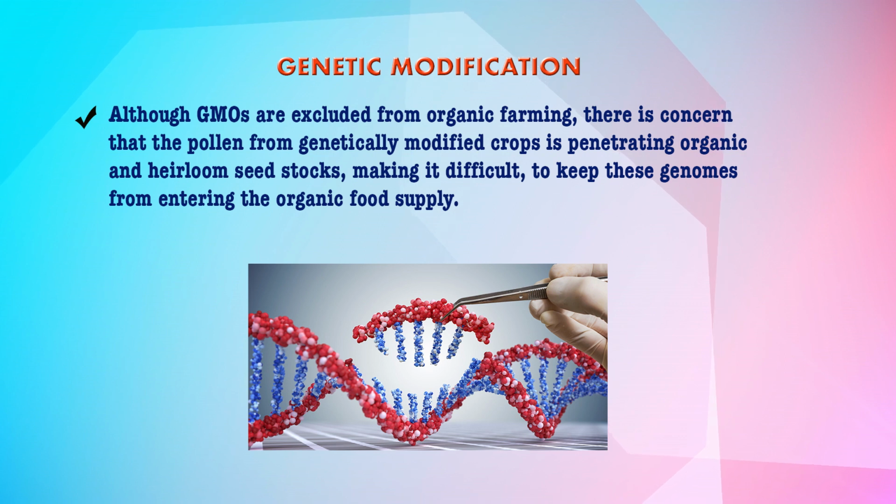Although these GMOs are excluded from organic farming, there is concern that pollen from genetically modified crops or fields can penetrate organic heirloom and seed stocks, making it difficult to keep these genes away from entering the organic food supply.